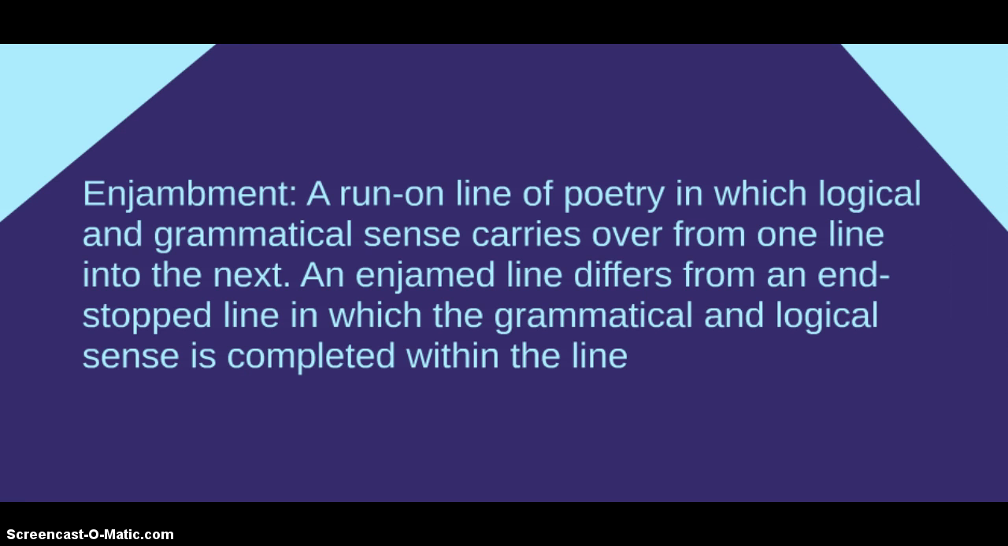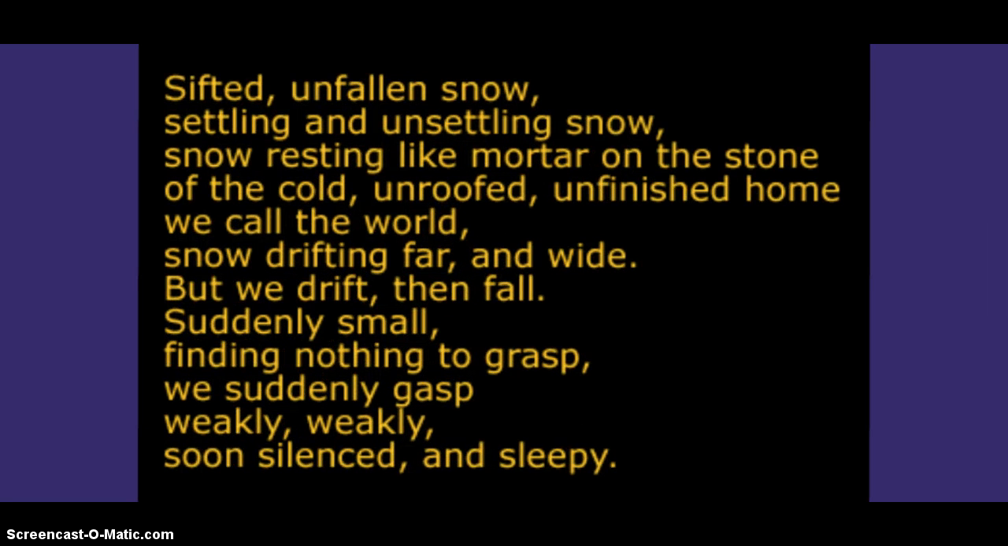So if you remember, poetry is separated into lines. It's not like a story where it's just continuous, right? Okay, so enjambment is when that sentence continues on for more than one line. Alright, so let's take a look at an example. This is an example, alright? Sifted, unfallen snow, settling and unsettling snow, snow resting like mortar on the stone of the cold, unroofed, unfinished home we call the world, snow drifting far and wide. So if you take a look at this here, this sentence goes all the way from sifted down 1, 2, 3, 4, 5, 6 lines to wide. So that's enjambment because the sentence goes for more than one line of the poem.